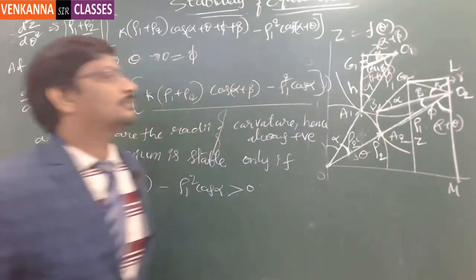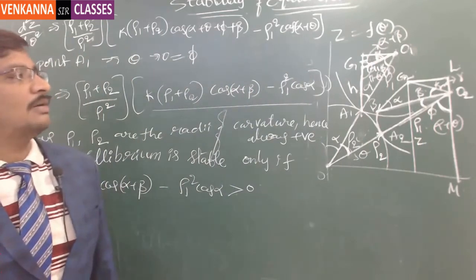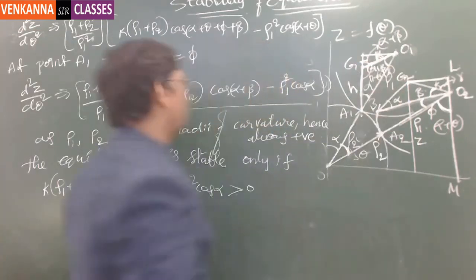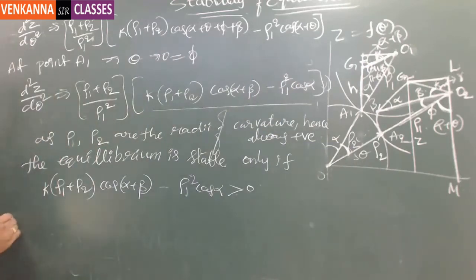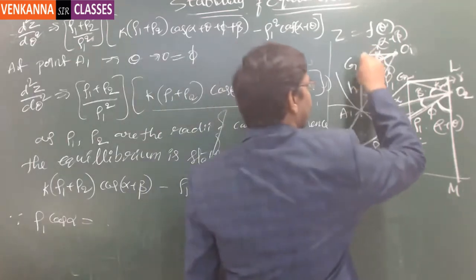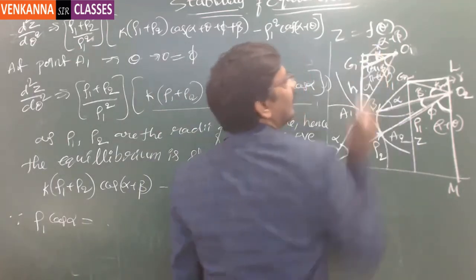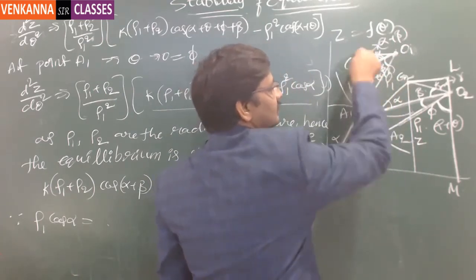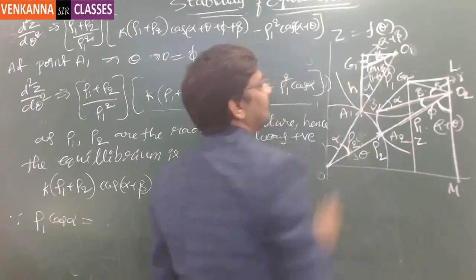Got it or not? The exterior angle is alpha plus beta. Then rho 1 cos alpha is equal to... since rho 1 cos alpha is nothing but this height, because this is a right angle triangle, so this length is rho 1. Rho 1 cos alpha is this height, which is equal to h plus this height.